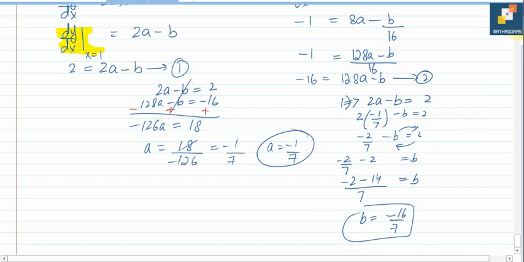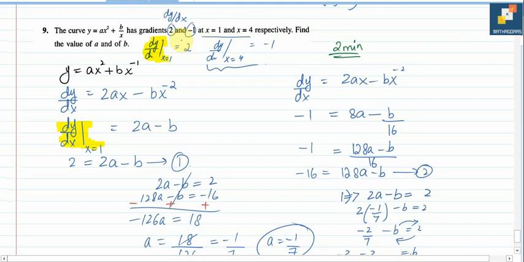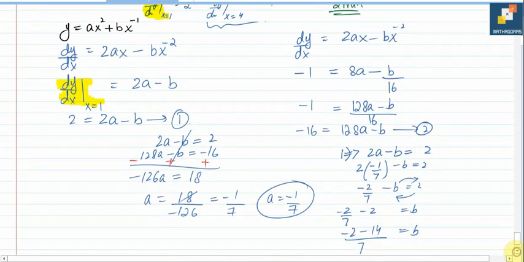Alright, so I hope all of you are clear on this question. If you observe the question, dy by dx was given, and you need to use that equation to find the unknowns. Basically that is a simultaneous equation in differentiation, right? So first try to note down the complete solution in your copy.